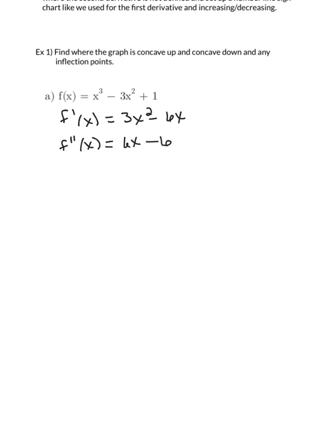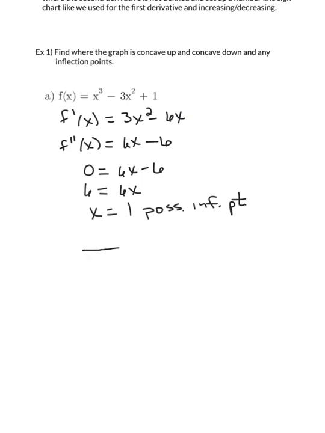What we're going to do is just like we learned to do for increasing or decreasing. Take that second derivative and set it equal to 0. If you solve that, you're going to get 6 equals 6x, and you get x equals 1. This value that you get that sets the second derivative equal to 0 is a possible inflection point. We won't know until we have done the rest of our work.